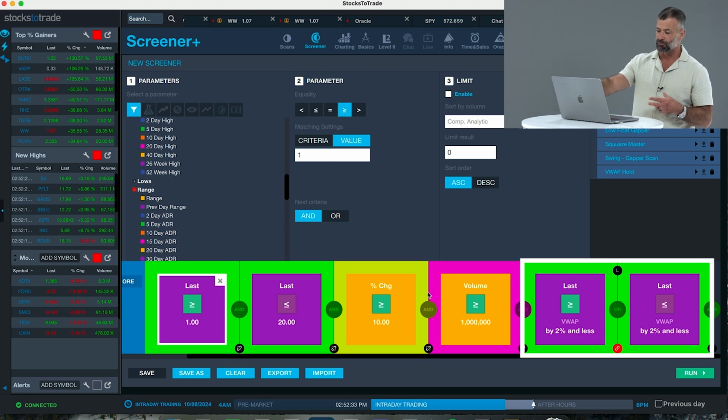And this is the reason I show you this scan, it shows you the power of Screener Plus, because you may notice that these last two criteria, all of the other criteria using conditional operators are and criteria. So all of those need to match. Then you can see I have an or criteria.